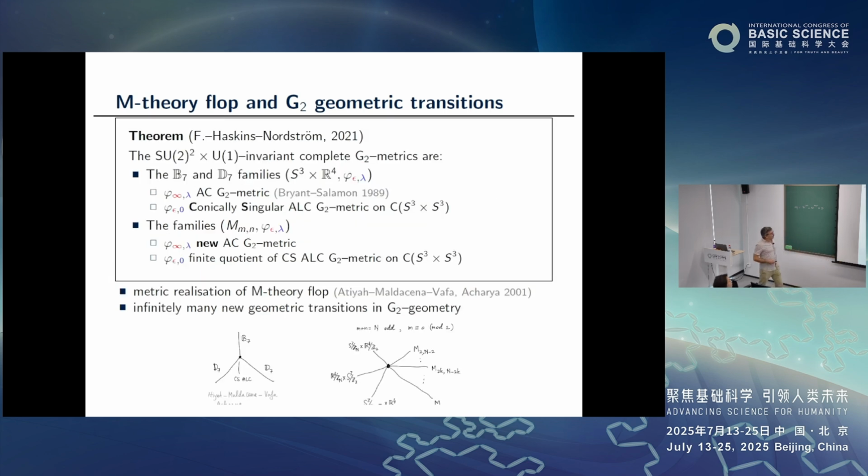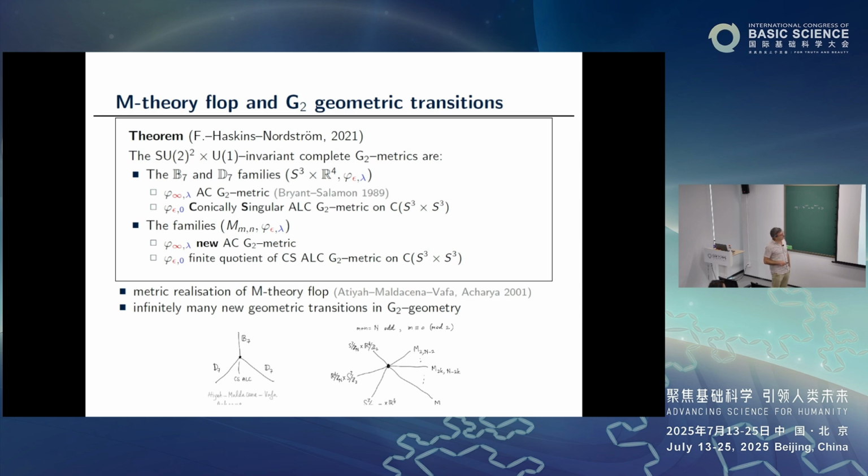Right, so the second main result that I want to present is that we managed to understand this completely and in a mathematically rigorous way for all the examples that have a symmetry SU2 times SU2 times U1. So what are these examples? There are two families, B7 and B7, that were already considered in the physics literature. These live on S3 times R4.